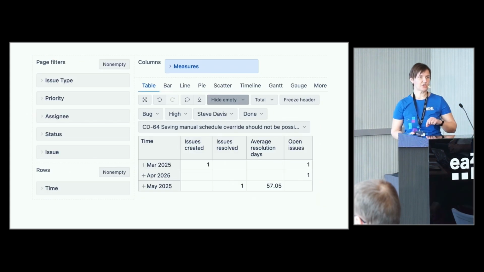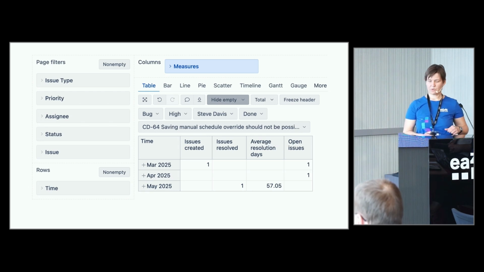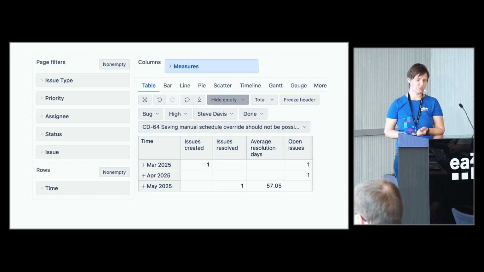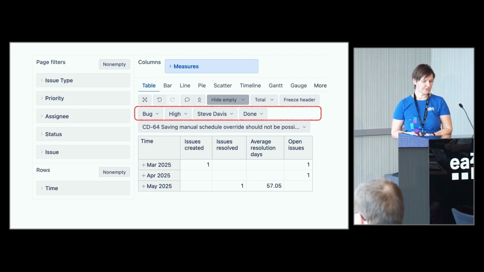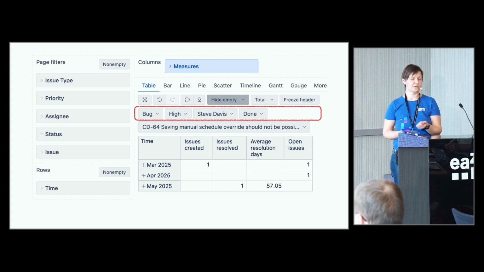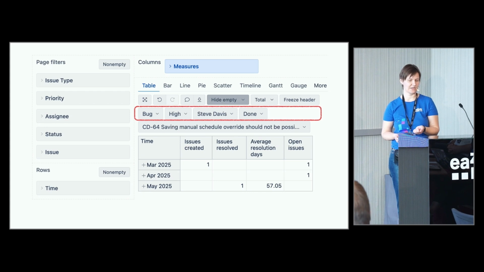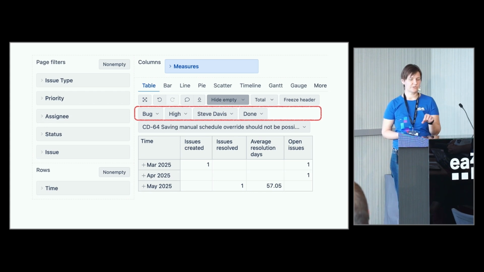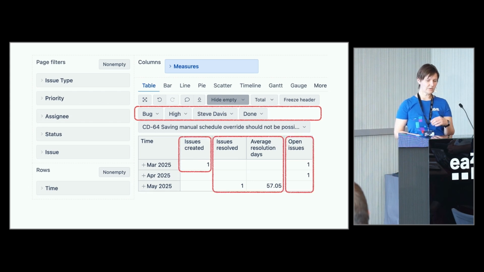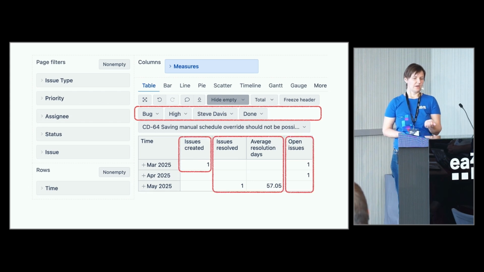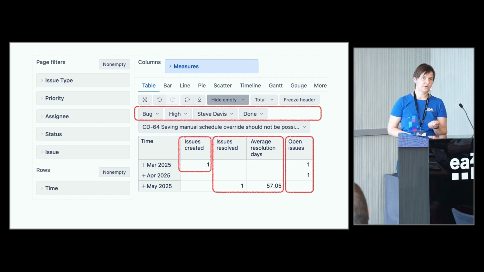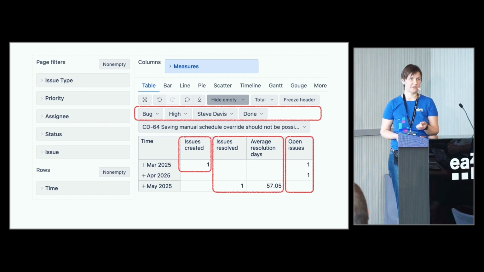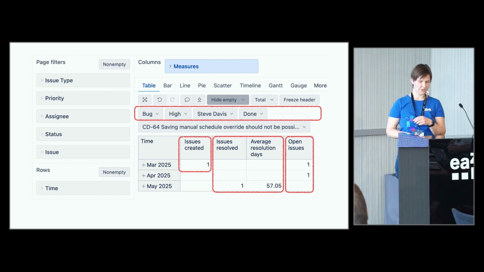If we do not import change history in eazyBI, we see basically the same information using the core dimensions and core measures, such as issues created. The page filters represent the current values we just saw in the Jira screen. It's a bug, high priority, assigned to Steve, and in done status. There's a filter on this one issue, but there's no time filter, so we see everything we have about this issue. And we see that it's created in March. It was opened at the end of March and April, and it's resolved in May, and it took 57 days to resolve.